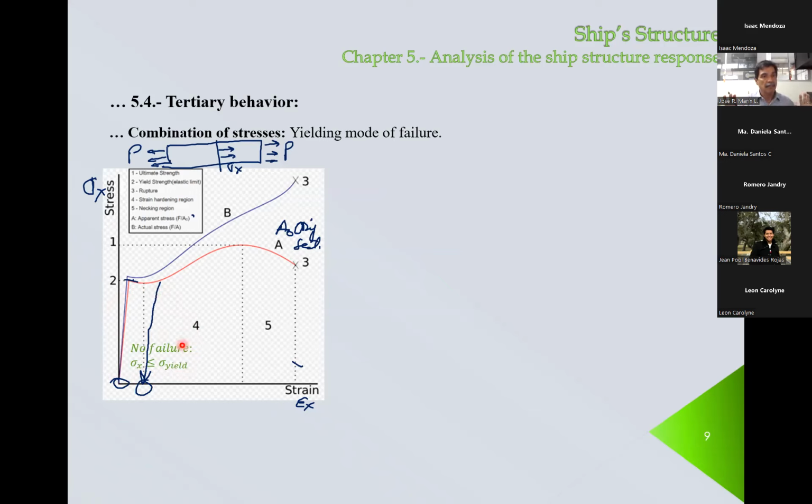That's it. Now, the problem is, what happens if we have more than one value of sigma, or more than one direction? For example, sigma x and sigma y. We're going to answer that when we return.